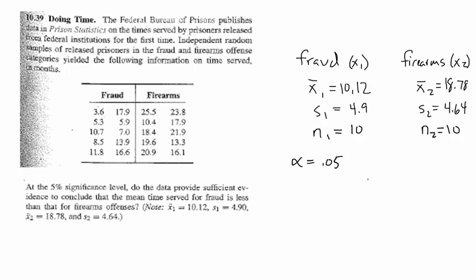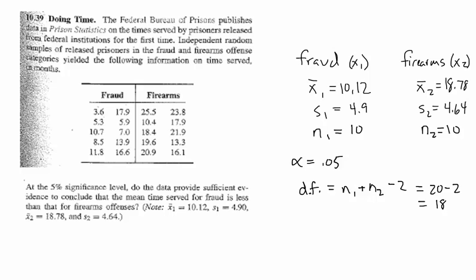And then we're going to need a degree of freedom as well, because this is a t-test because we don't know sigma, we have S. So we're going to use the t-distribution, and degree of freedom is going to be equal to N1 plus N2 minus 2, which is equal to 20 minus 2, or 18. And now we have all the information we needed.